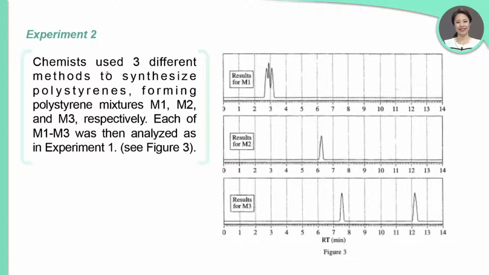So in experiment 2, chemists used 3 different methods to synthesize polystyrenes, forming the mixtures M1, M2, and M3. Okay, let's move on to the next page.